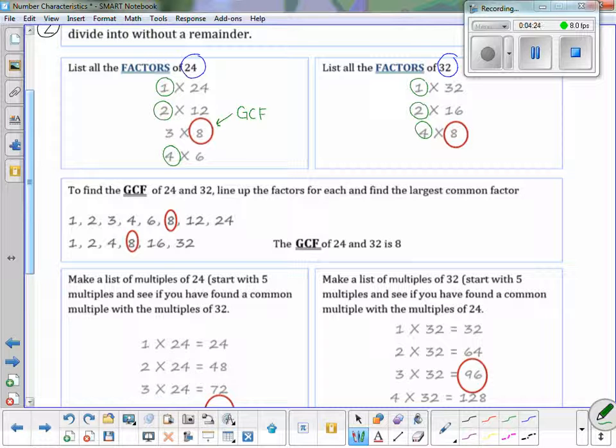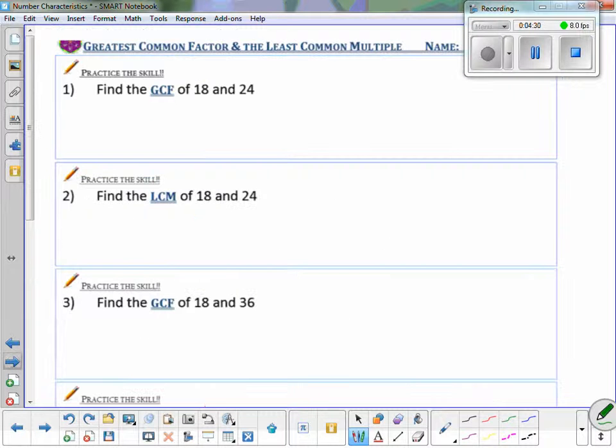You guys ready to do one together? Yeah! Okay, turn to your next page, and we're going to go to the top of your next page where it says find the GCF of 18 and 24. What is the first thing that we're going to do to be able to solve this problem? Hayden, what's the first thing? Find out the factors of? Which number do you want to start with? 18. Let's do it.